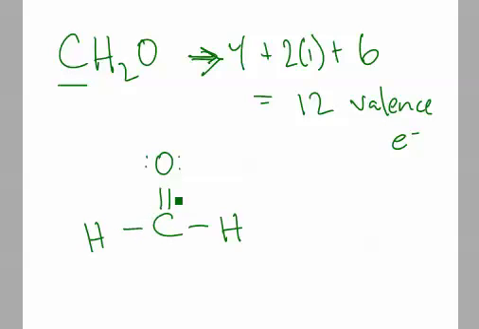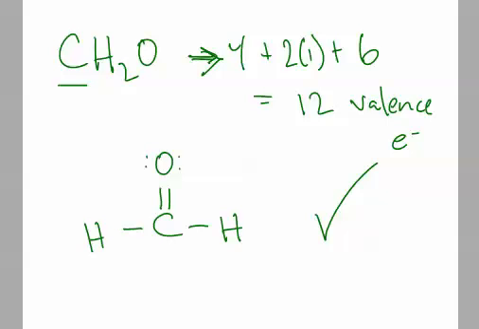It has 2, 4, 6, 8 valence electrons. Oxygen still has 2, 4, 6, 8, and we have still used all 12. And so I'm going to say good job. That's an excellent representation for the formaldehyde molecule, having a double bond between the carbon and oxygen, and single bonds to each of those hydrogen atoms.